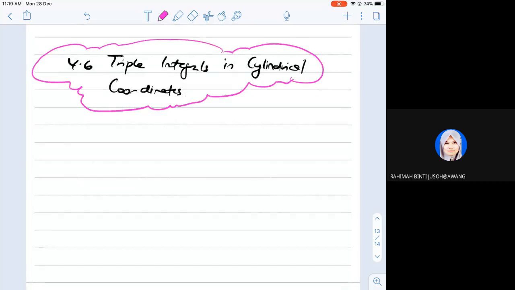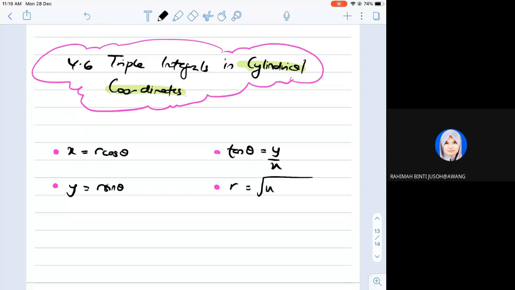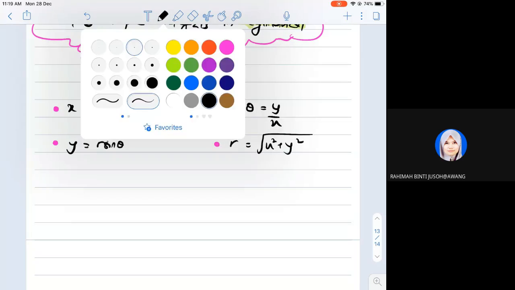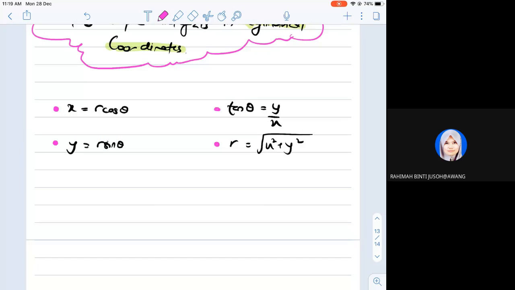Okay, so in cylindrical coordinates, it's just the same thing. We have 4 formulas just like in polar coordinates. So x equals r cos theta, y equals r sine theta, and then tangent theta equals y over x. And then we have r equals the square root of x squared plus y squared. And then we have another one: cylindrical means we have height.